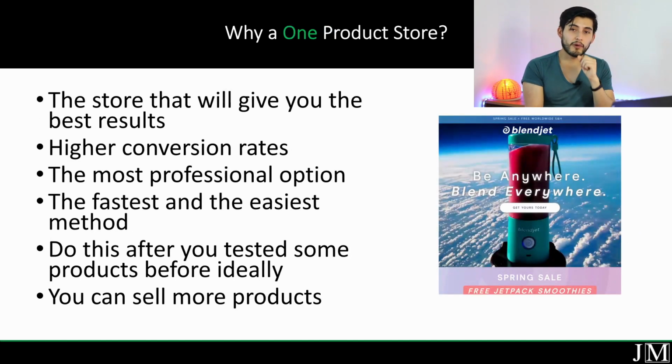And yeah, so now why we are gonna create a one product store. In this case guys, we're gonna use this type of store because this will always give you the best results. If you compare a one product store versus a general store, the one product store will always give you better results. So this is gonna be the best option in order to get higher conversion rates. For example, this will give you the most professional website you can create in a matter of hours. So here, this is the fastest and easiest method how you can create your first dropshipping business. And yeah, something that you need to consider is that you have to do this ideally after you tested a good number of products.